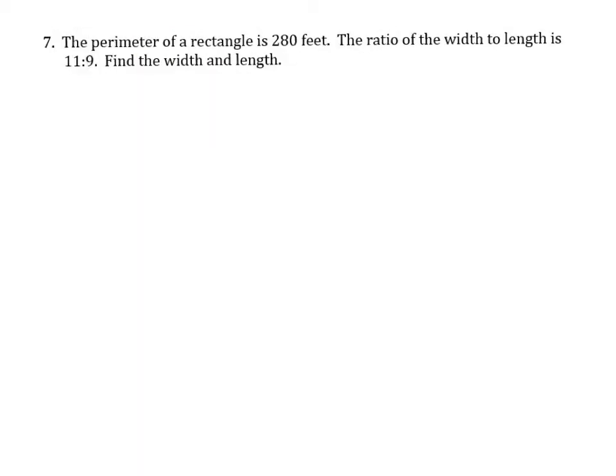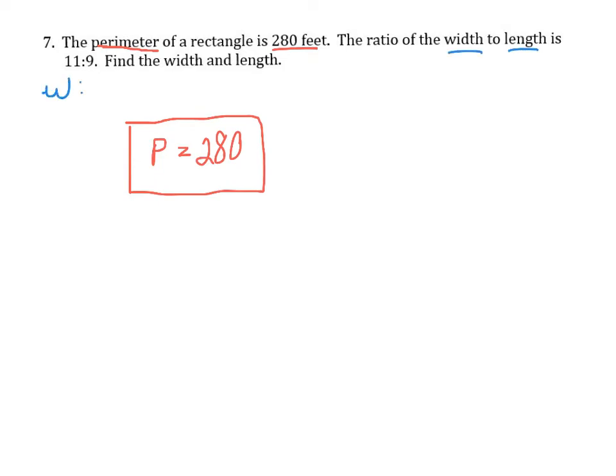Now this next problem is very similar to the previous one. I'm given the perimeter of my rectangle. So let's say, for example, here's my rectangle. I know the perimeter is 280, so all the way around is 280. And the ratio of width to length, so width to length, is 11 to 9. Let's say my width is 11 and my length is 9. But the problem is if I add all those up, that's not going to get me 280.